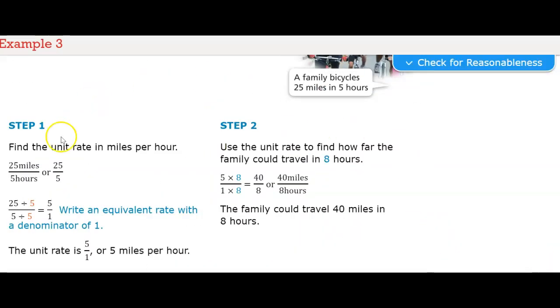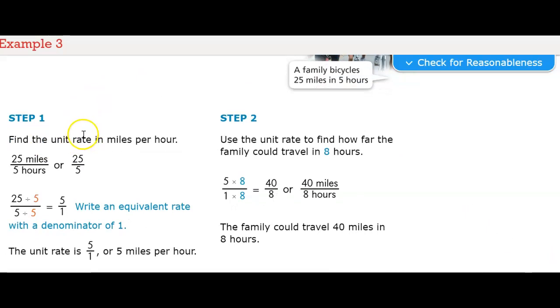So now, step 1, you find the unit rate in miles per hour. So the hours is going to be on the bottom because we want to know per hour. So we have 25 miles over 5 hours. And then we're going to solve for the hours at 1 hour. So we're going to divide by 5 to the top and bottom. We get 5 to 1. And so the unit rate for the miles per hour would be 5 miles per hour.